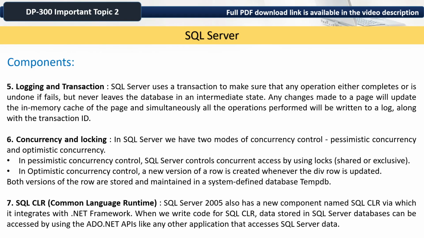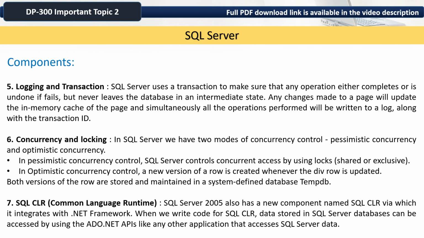Then we have logging and transaction. SQL Server uses a transaction to make sure that any operation either completes or is undone if it fails, but never leaves the database in an intermediate state. Any changes made to a page will update the in-memory cache of the page, and simultaneously all the operations performed will be written to a log along with the transaction ID.